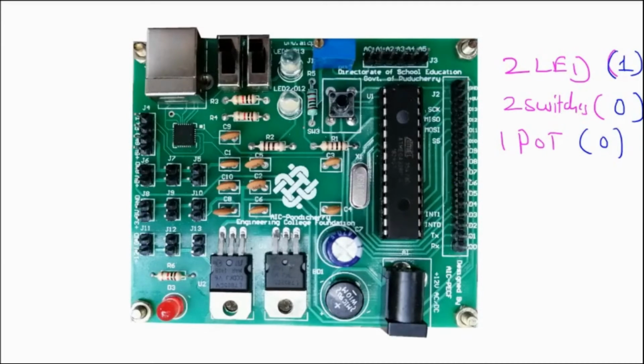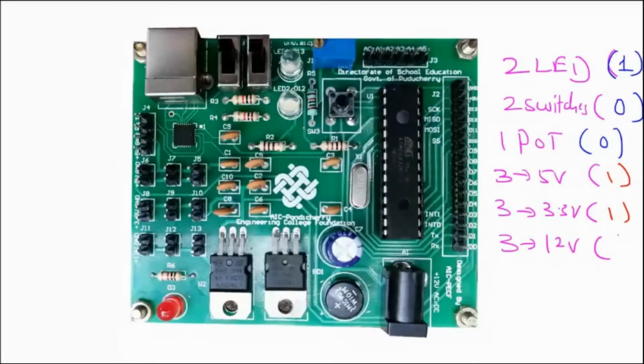In addition to that, you have 3 5 volt lines. In the standard board, you have only one. You also have 3.3 volt lines. In the standard board, again, you have only one. And you also have 3 12 volt lines. In the standard board, you don't have any 12 volts. So this is a pretty powerful board which you can use for testing practical applications.